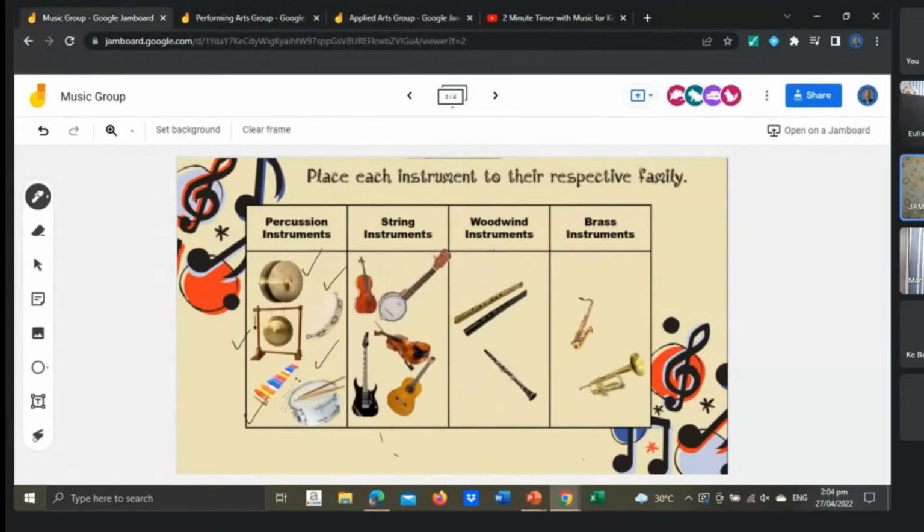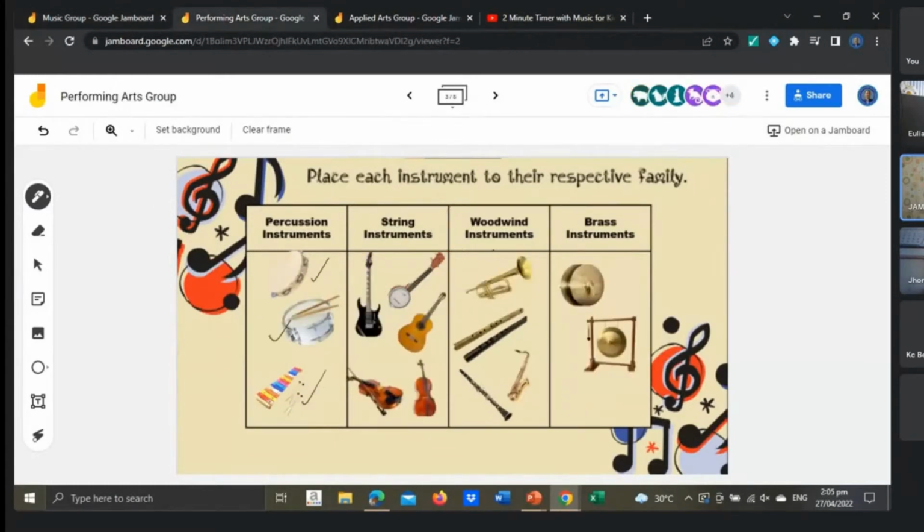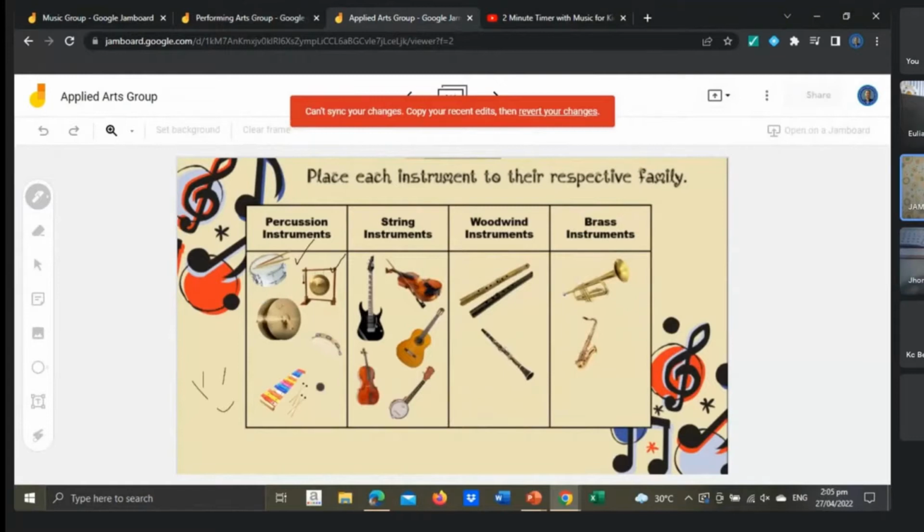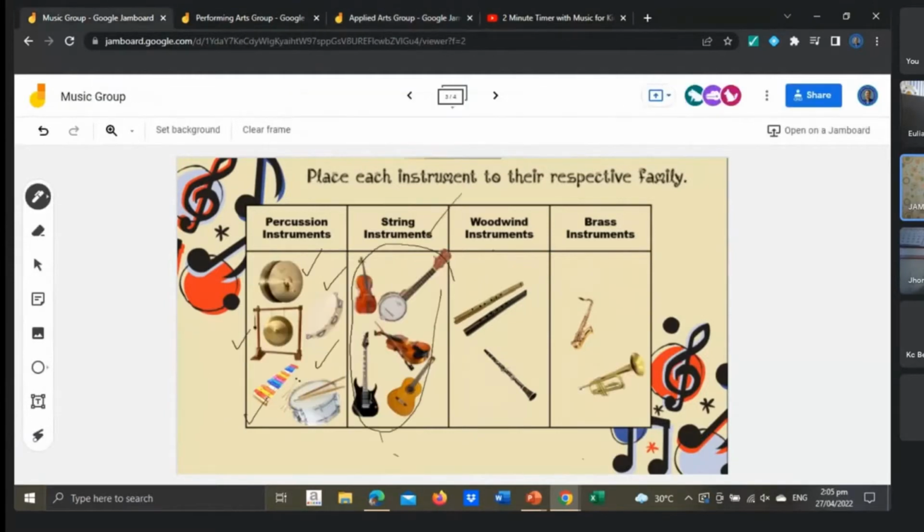Okay, next, for the string instruments, these are instruments with strings. We have here bajo, bass, violin, guitar, and electric guitar. These are all string instruments. So correct. Next, for the performing arts group, we also have 5 instruments. Very good. And the applied arts group also has 5 instruments under the string instruments. Very good also.